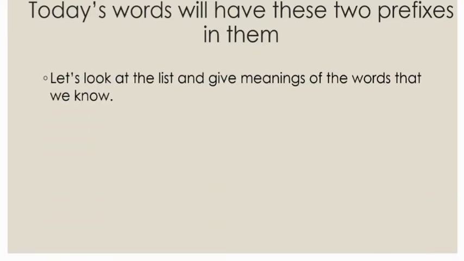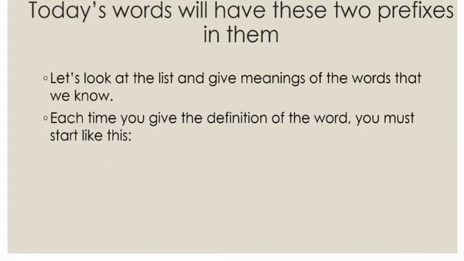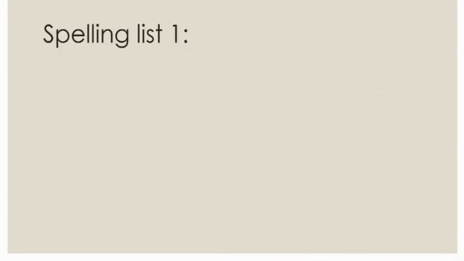Let's look at the list and give meanings of the words that we know. Each time you get the definition of a word, you must start like this. You're in grade 6 now, so this is very, very important. It is an adjective that describes. It's a noun that refers to. It's a thing or object or tool. So I don't just want the dictionary definition. I want you to add more to it.